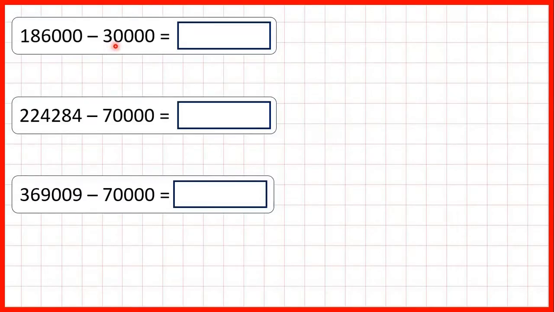Now we need to subtract a multiple of 10,000, so a number that ends in 4 zeros. First, we have 186,000 minus 30,000. Now if we highlight our 10,000s digits, we can see that we have 8 10,000s and we're taking 3 away. So in our answer, we will have 5 10,000s and all of our other digits stay the same. So our answer is 156,000.